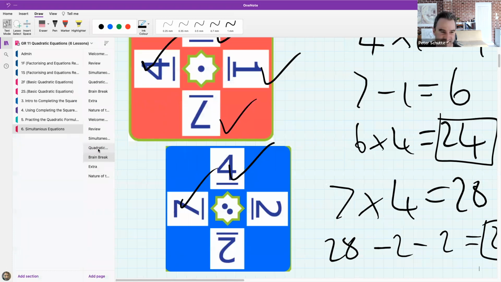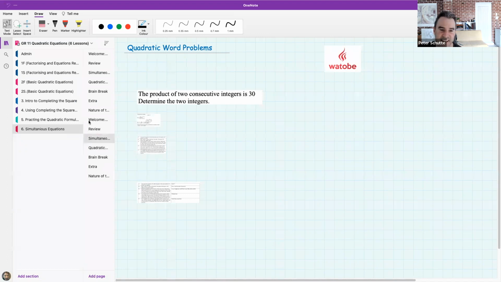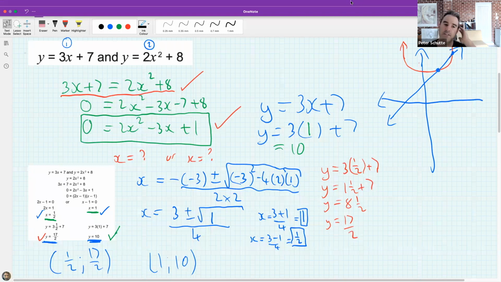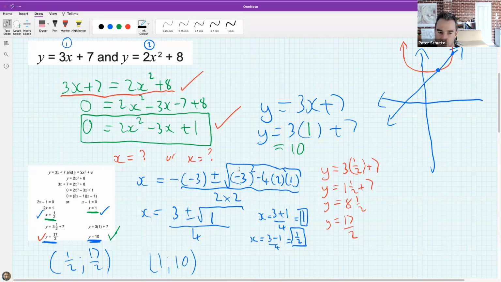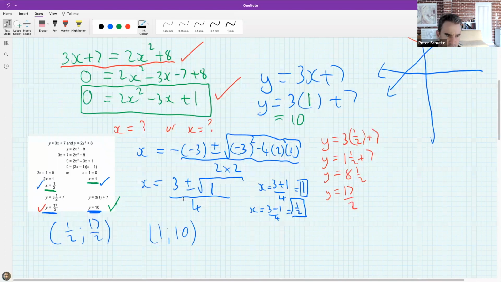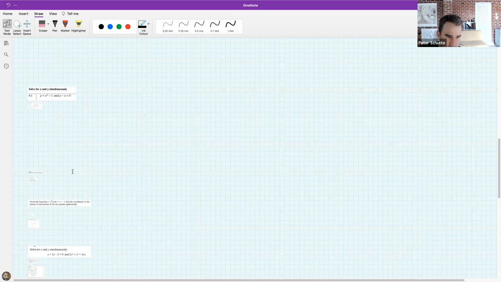Yes. Okay, let's get back to our main mission for tonight. Now, our main mission for tonight is to get better at solving quadratic or simultaneous equations, and often there's a quadratic hidden inside them. So let's go to something that looks a little bit different.